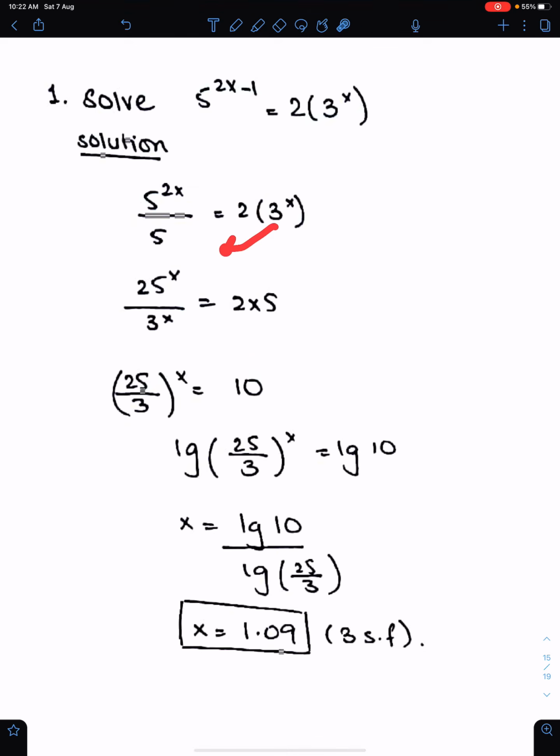So when you will bring 3 power x on left hand side, you will get this thing. And here we will have 10. You can take this x common. This is the standard index form.